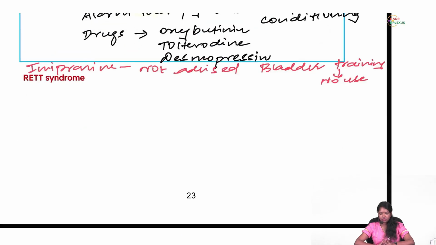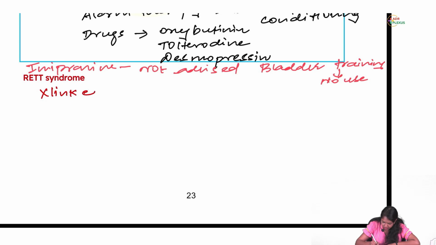Okay. So the last thing we are going to see in this chapter is called Rett syndrome. I have already told you one point about Rett syndrome. What was that point? One point I told you in Rett syndrome. Acquired cause of what? Microcephaly. Very good. So Rett syndrome, very important.